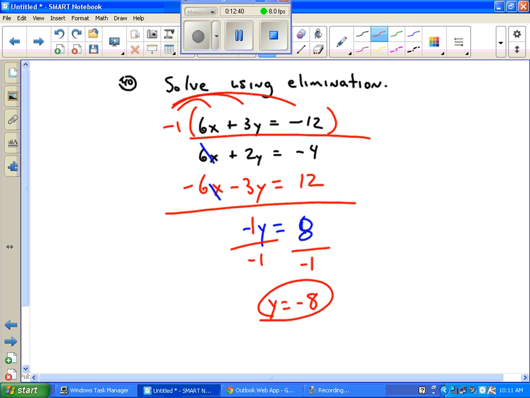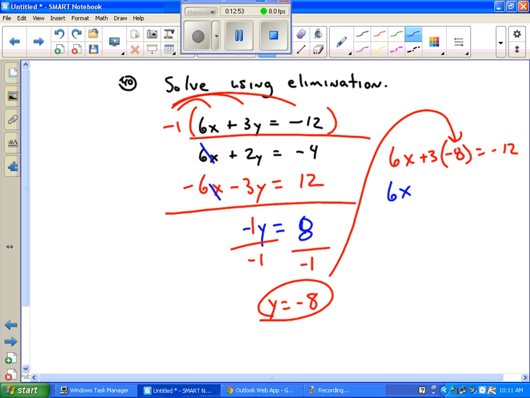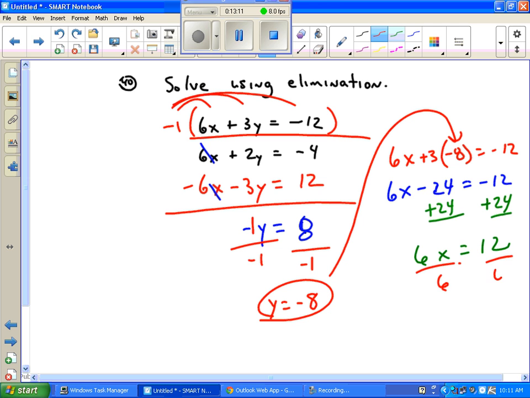You have y's value. You need to find x's value by plugging it in. 6x plus 3 times, we got a new value for y, it's -8, equals -12. I just plugged it into the top equation. So 6x, 3 times -8 is -24. Get rid of -24 by adding it. Do the same thing to this side. 6x equals 12, and get rid of 6 times something by dividing it.